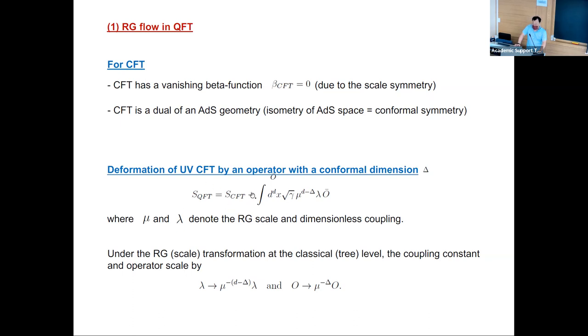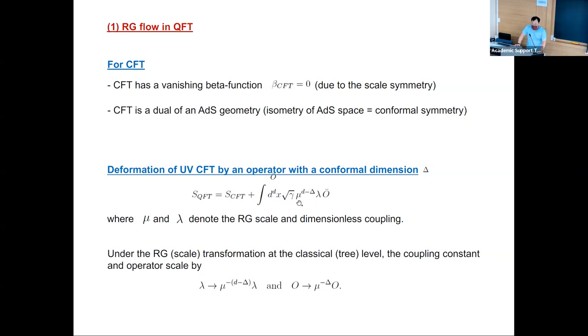Let's consider the quantum field theory side. We consider a conformal field theory and add this kind of deformation. In this case, O is the operator and lambda is a coupling constant. Usually in gravity theory, this coupling or operator is interpreted as a bulk field.